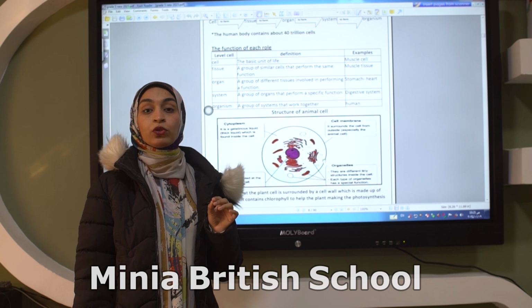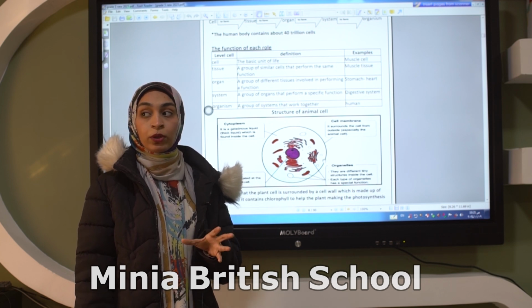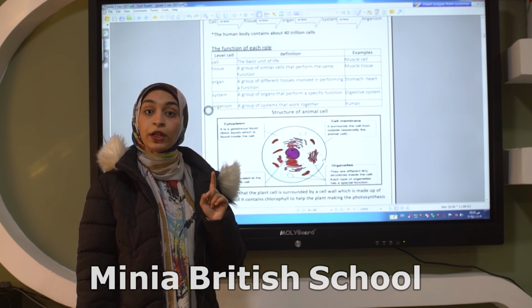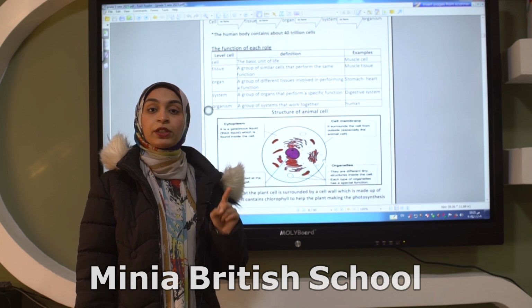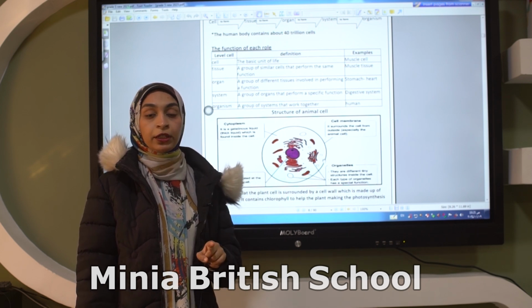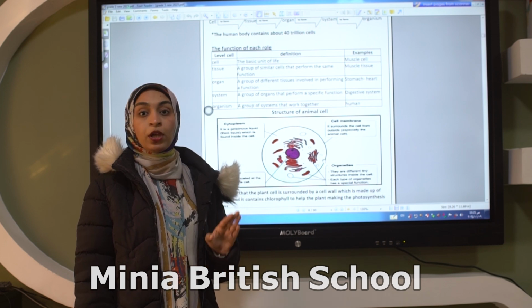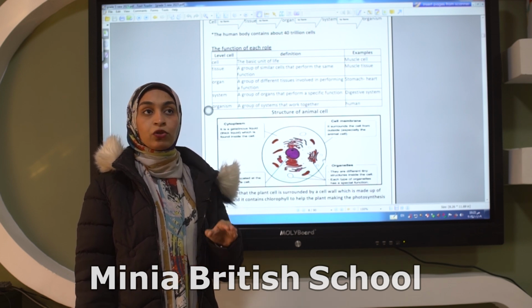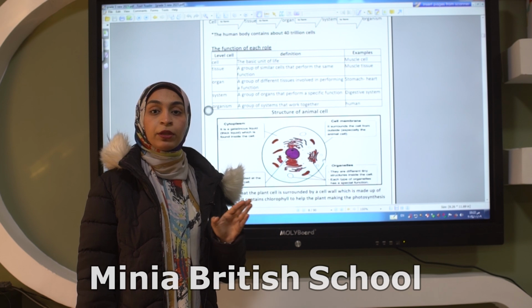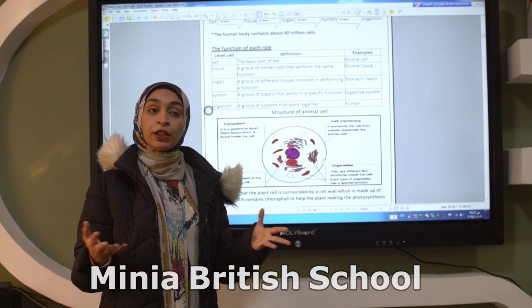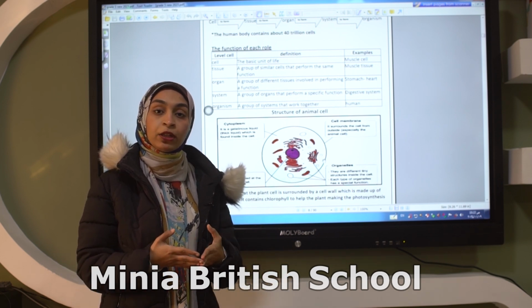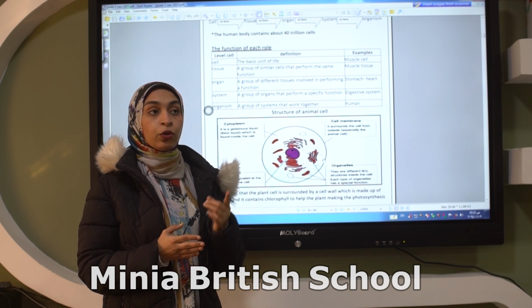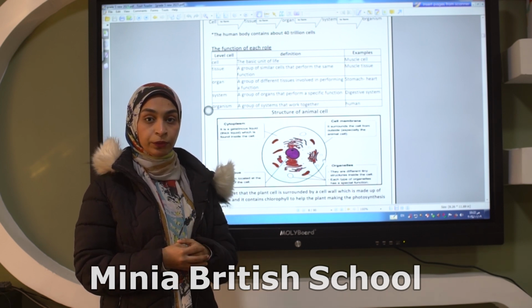So what happens if too much water enters the cell? It will swell until it bursts. Don't forget that the cell wall is found only in the plant cell and is absent in the animal cell. Also, vacuoles store water, nutrients and waste in both of them, but the animal cell has many small vacuoles, while the plant cell has one big sap vacuole.